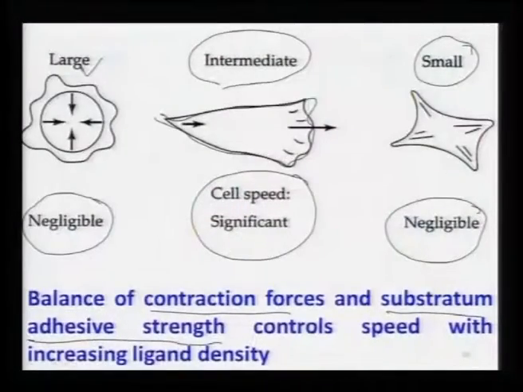Only when it is in the intermediate values, then it should show some significant cell speed. Now, I will summarize all these cell fate processes. Let us move to the next topic.